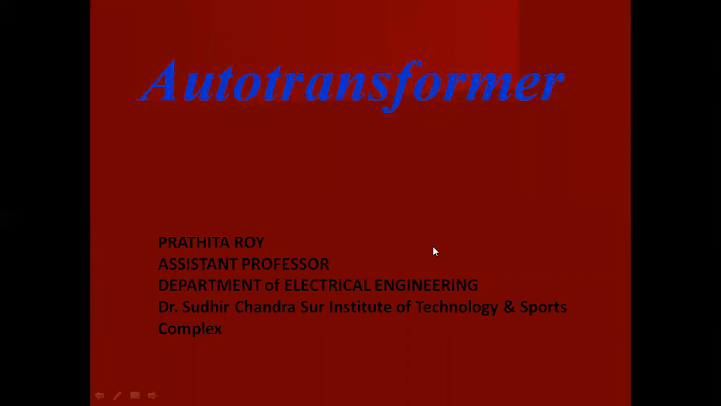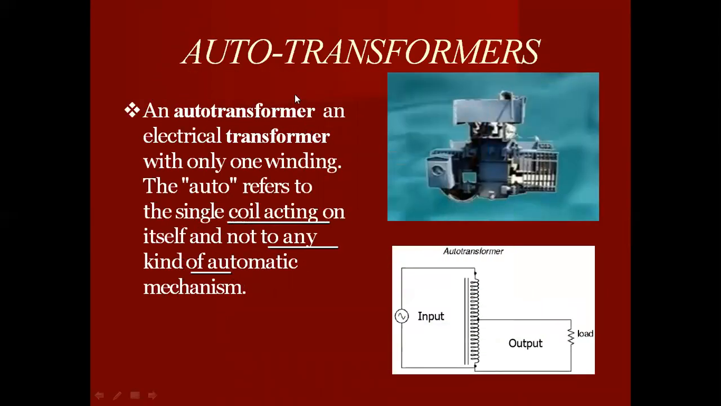So, auto transformer. An auto transformer is an electrical transformer with only one winding. The auto refers to the single coil acting on itself and not to any kind of automatic mechanism. This is a pictorial view of an auto transformer. It is a single winding transformer, which is clearly seen from that figure.